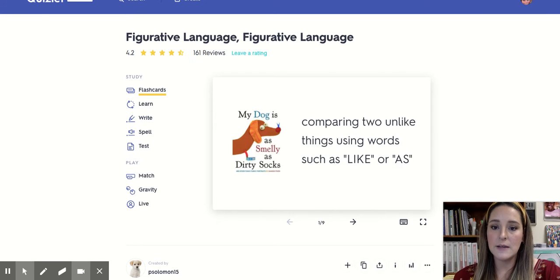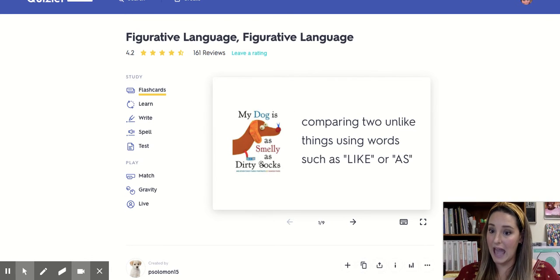So a simile is what I just said, comparing two unlike things using the word like or as. Like, my dog is as smelly as dirty socks. What do we mean by that? It means our dog stinks really badly.